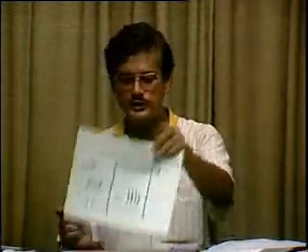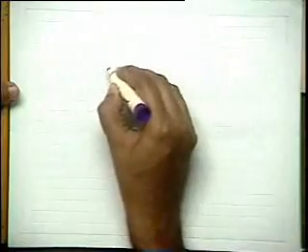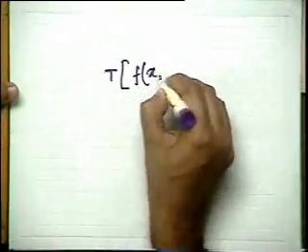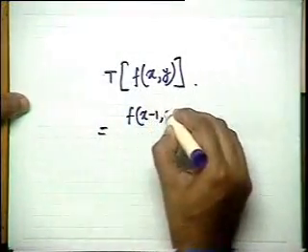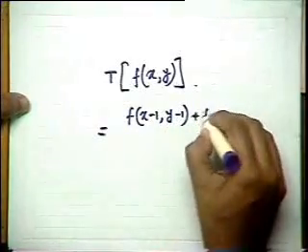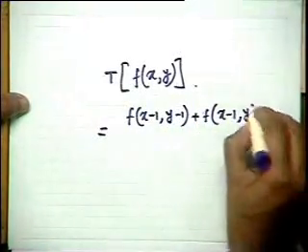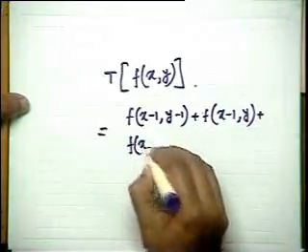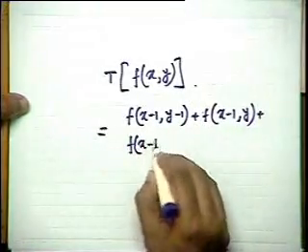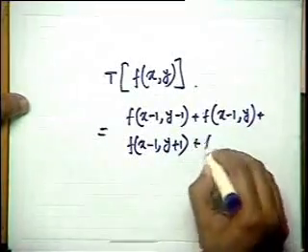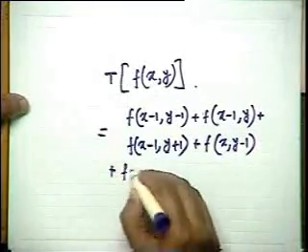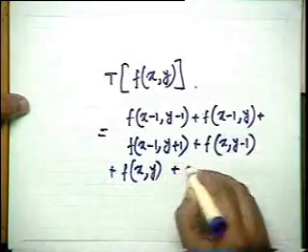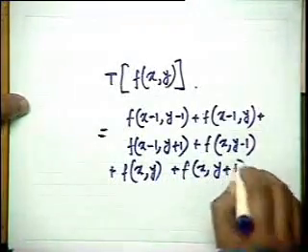Supposing I tell you that the function T is defined in such a manner that T of f(x, y) means f(x-1, y-1) plus f(x-1, y) plus f(x-1, y+1) plus f(x, y-1) plus f(x, y) plus f(x, y+1), and so on.